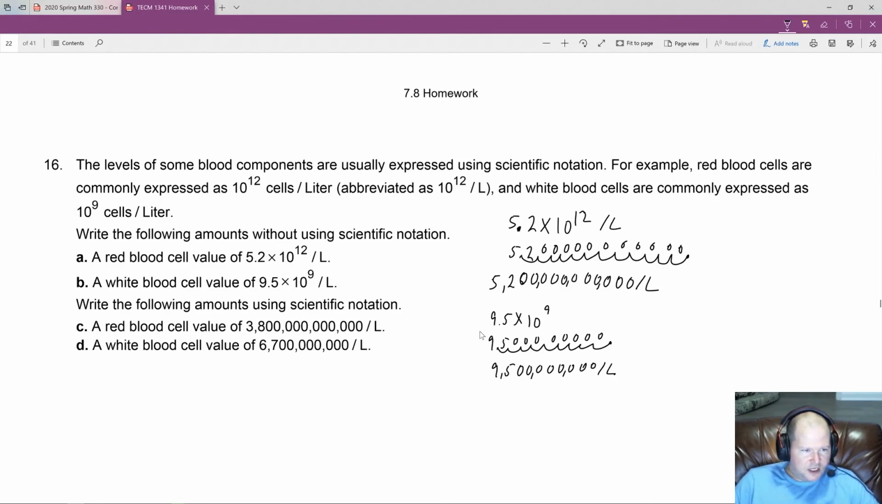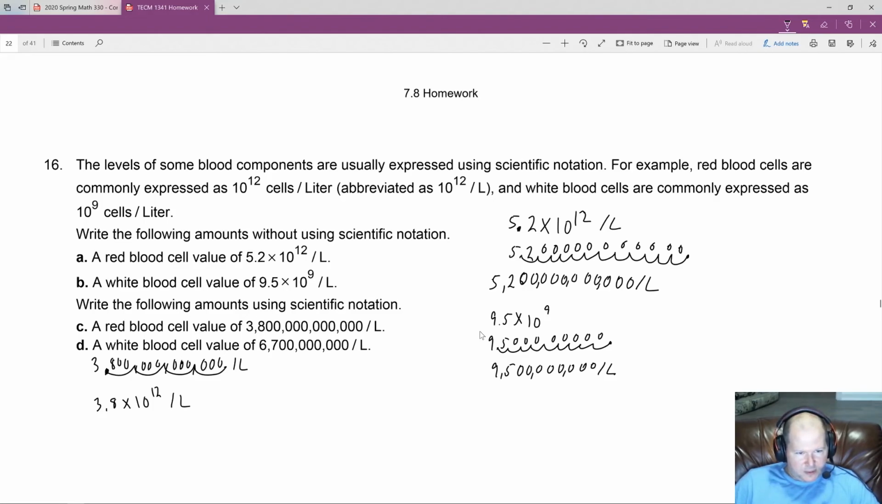Okay, now what about the next one? Write the following amounts using scientific notation. So let's say we have 3, 8, and then a string of zeros per liter. All right, so this decimal is going to have to end up behind this 3 right there. So we would have to move it over 3, 6, 9, 12 places. Okay, so 3.8 times 10 to the positive 12 per liter.